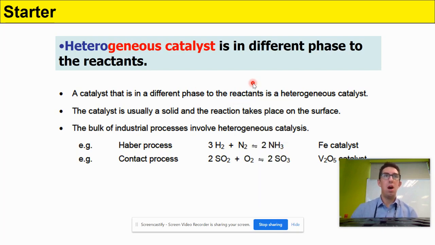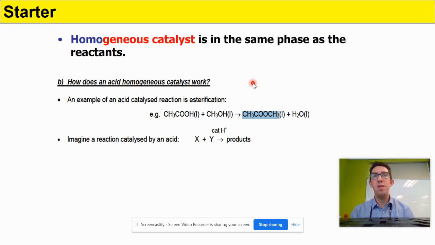So let's look at homogeneous catalysts. Homogeneous catalysts are in the same phase. An example is esterification. Here we have a liquid, another liquid, and the catalyst is aqueous. So all of these are able to mix together, hence they're in the same phase. So the H+ ions, which come from sulfuric acid in this case, are a homogeneous catalyst.